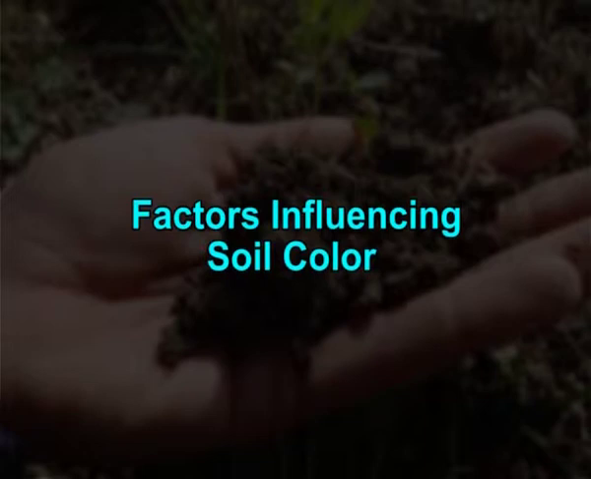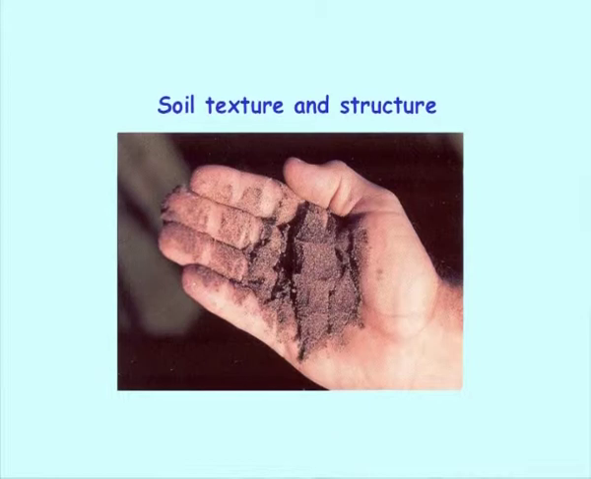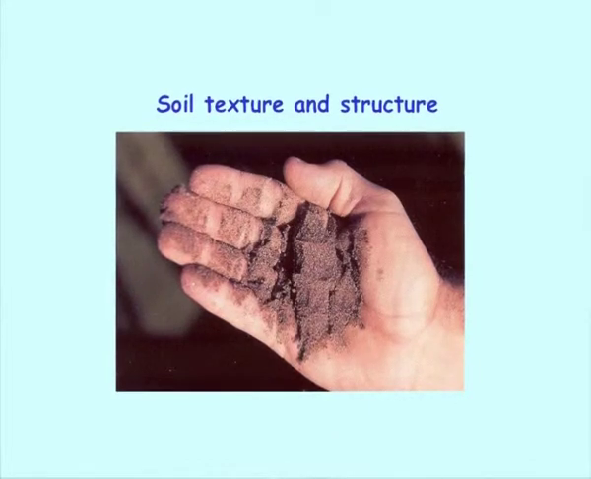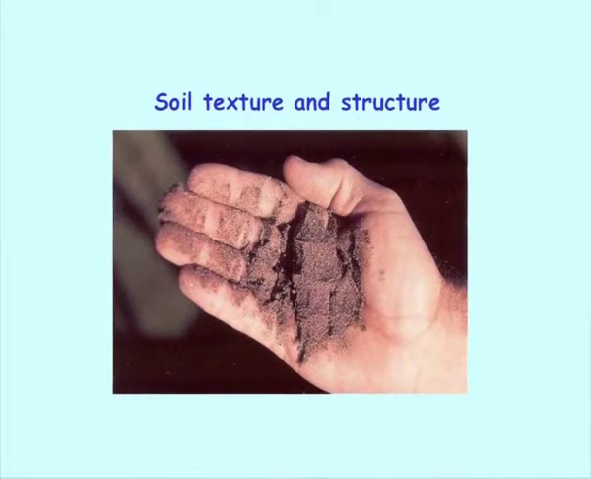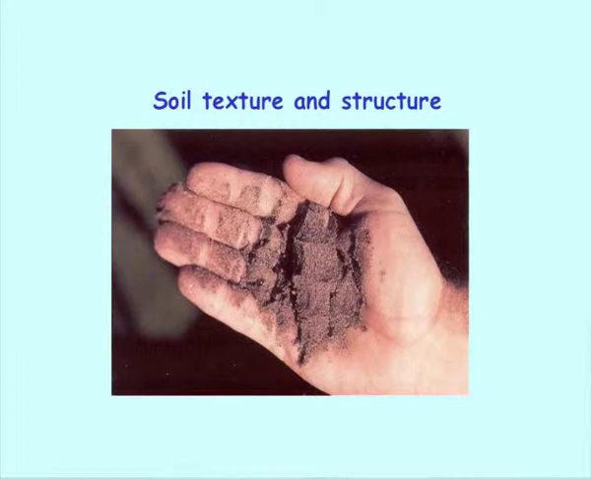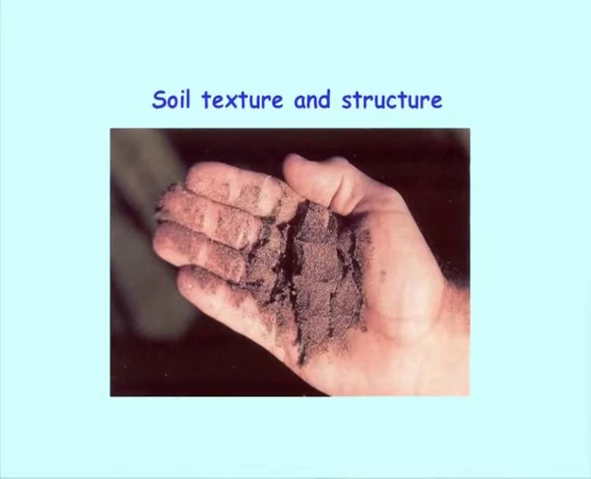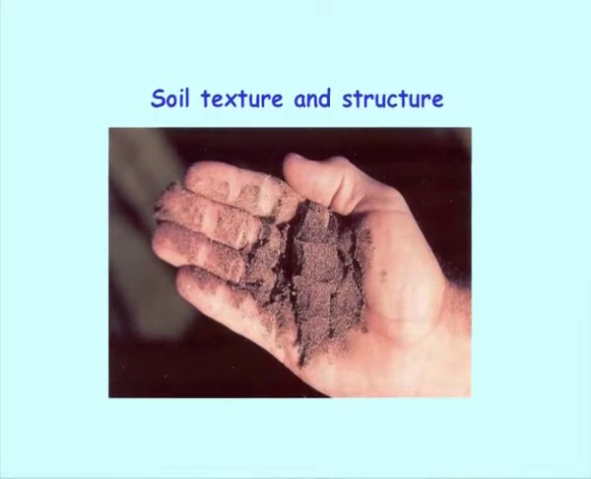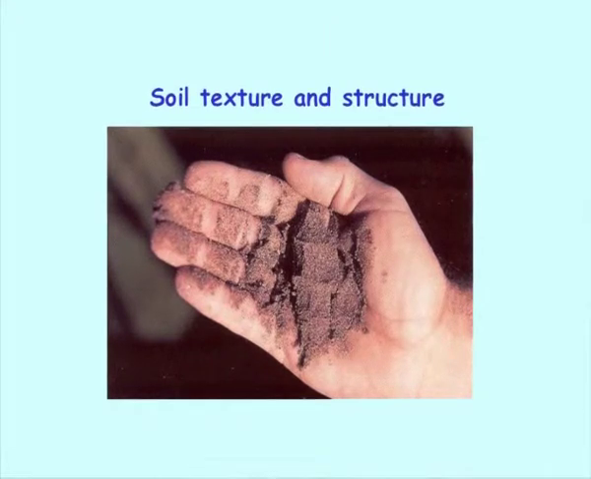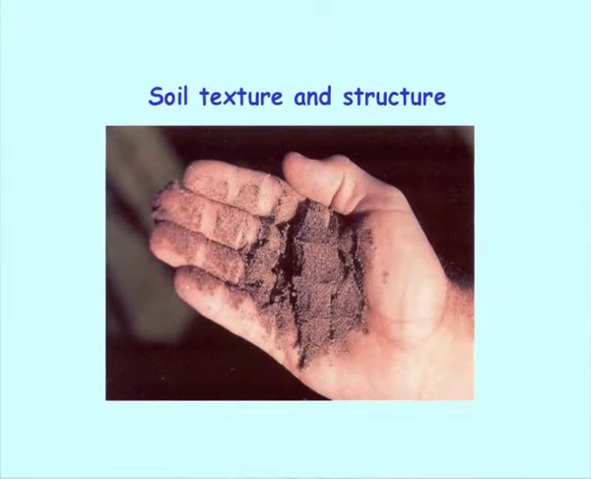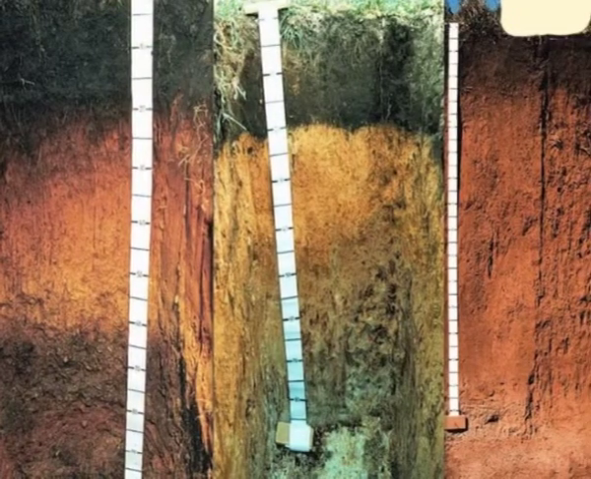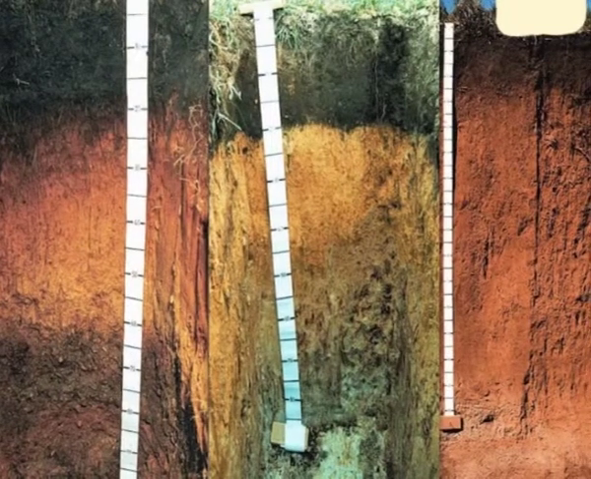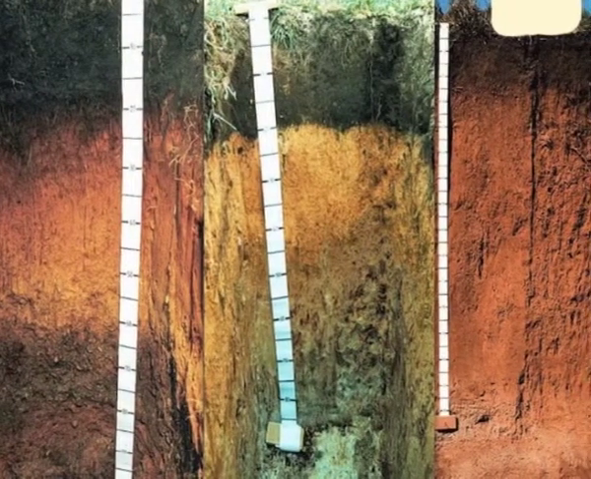Factors influencing soil color. Soil composition. Soil color and other properties including texture, structure and consistence are used to distinguish and identify soil horizons or layers and to group soils according to the soil classification system called soil taxonomy. Color development and distribution of color within a soil profile are parts of weathering.